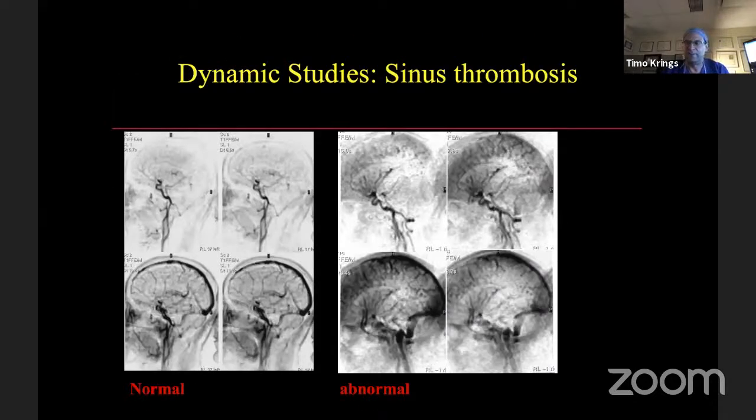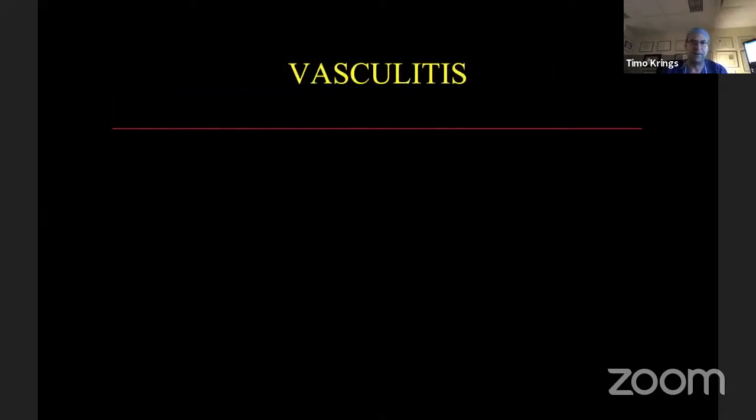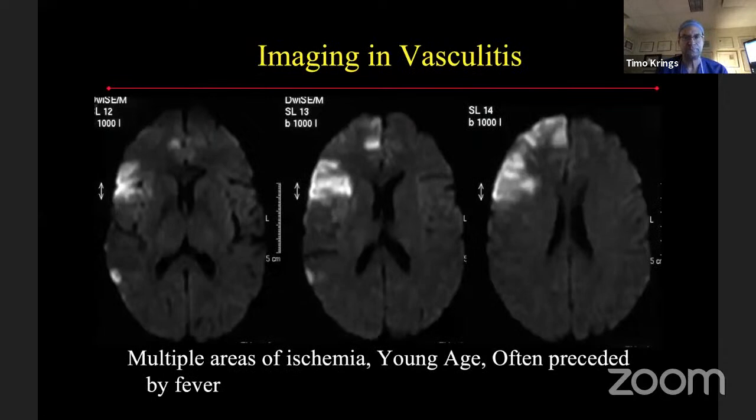And here's an example of this contrast enhanced MRV. The second large disease entity that I would like to focus on for pediatric stroke is the vasculitis forms. And for vasculitis forms, we again have to look at false positives, false negatives, and not only pitfalls of imaging, but also some pearls of imaging findings in vasculitis.